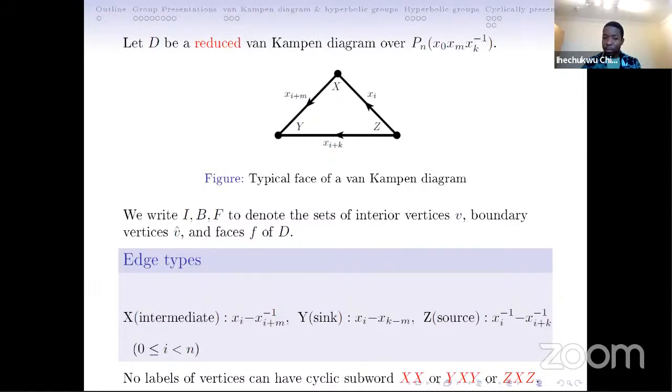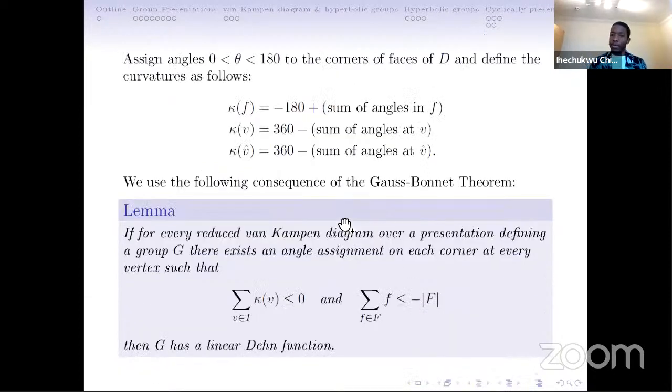This one here is really because I'm assuming that the Van Kampen diagram is reduced. But this one is kind of clear. It's just what I've explained. So again, we want to describe when these groups are hyperbolic. Then you have your Van Kampen diagram, which is reduced, and you try to use it to find out about this. Okay, so I'm going to describe a curvature in my Van Kampen diagram.